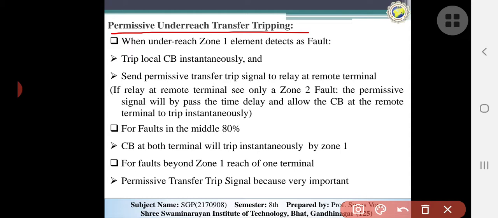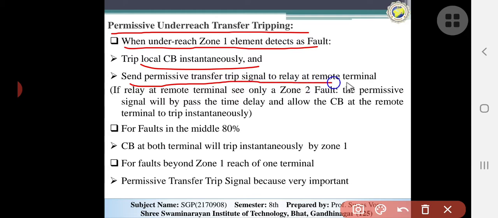So in this scheme, the execution of the transmitted command takes place at the receiving end when the starting element of the local distance relay has already picked up and confirmed the existence of the fault. So in these systems, when the underreach zone 1 element detects the fault, it trips the circuit breaker instantly, and also sends the permissive transfer trip signal to the relay at the remote terminal.